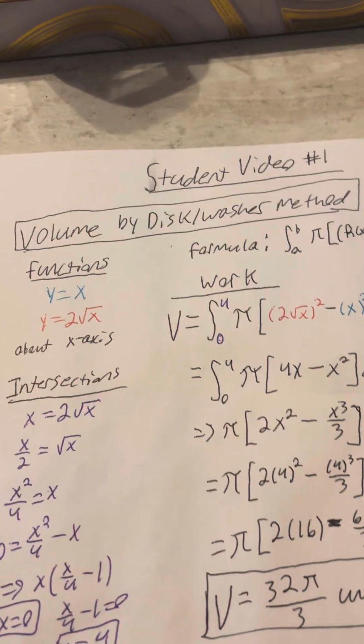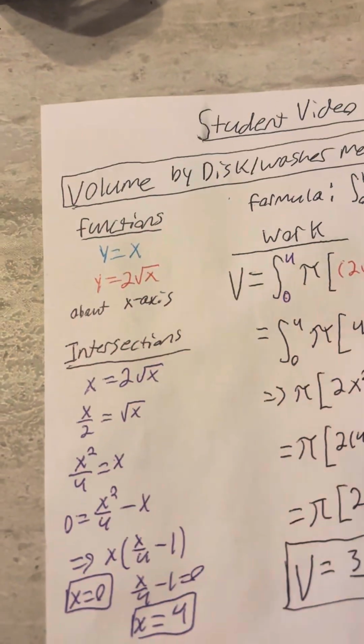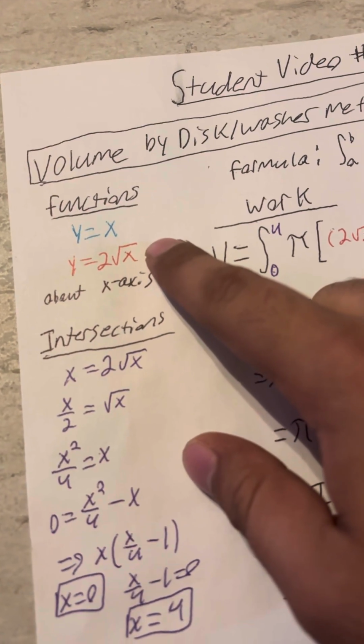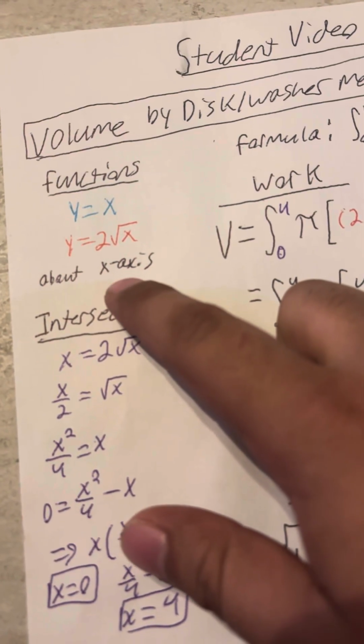So for this first question, I have to find the volume of this shape using the disk washer method. And so the functions that make up my shape, I have y equals x and y equals 2 square root of x, and it's rotated about the x-axis.